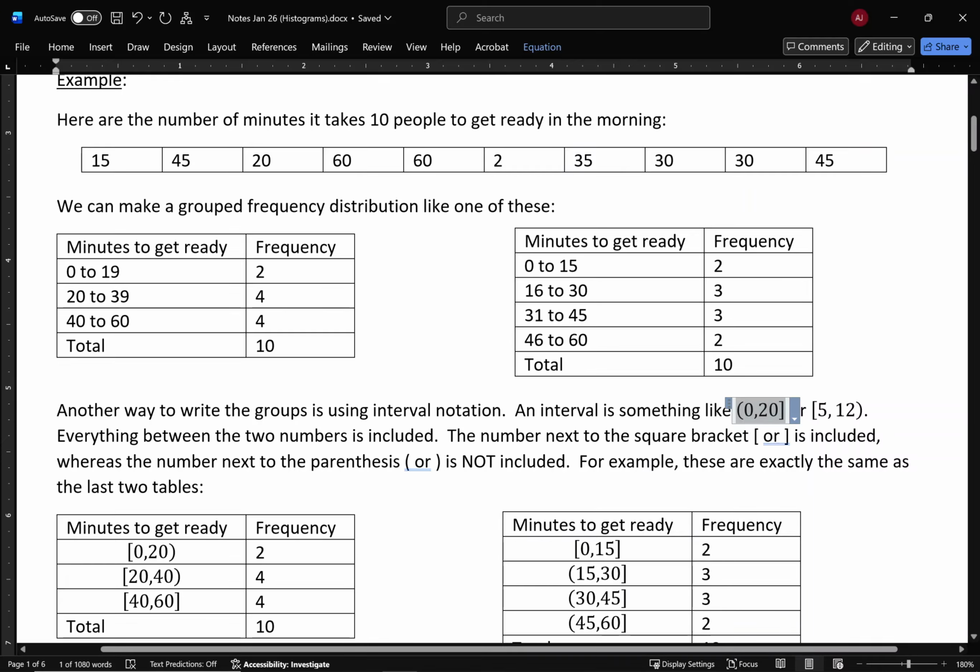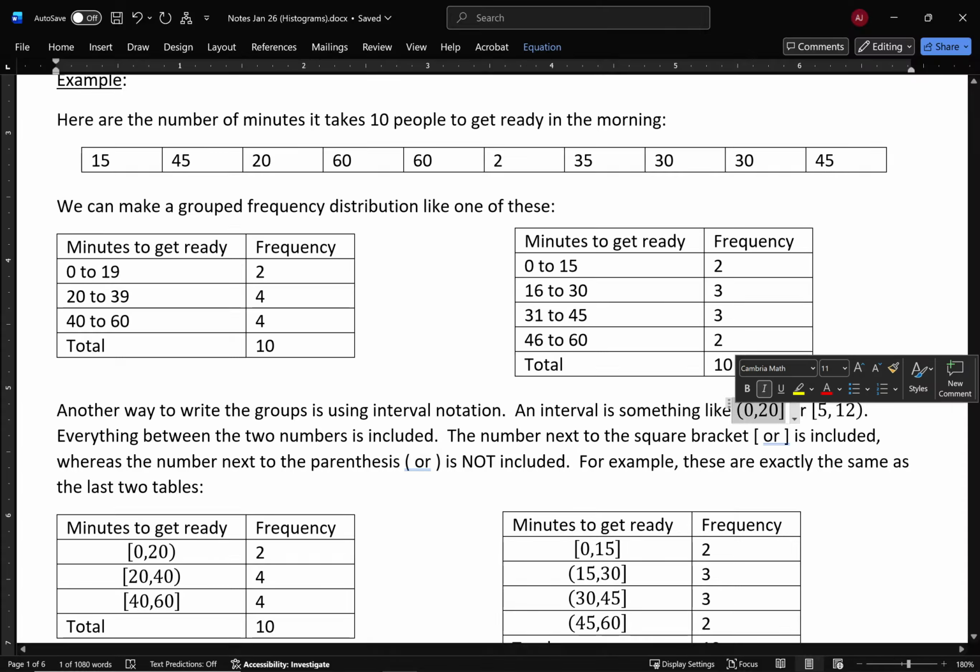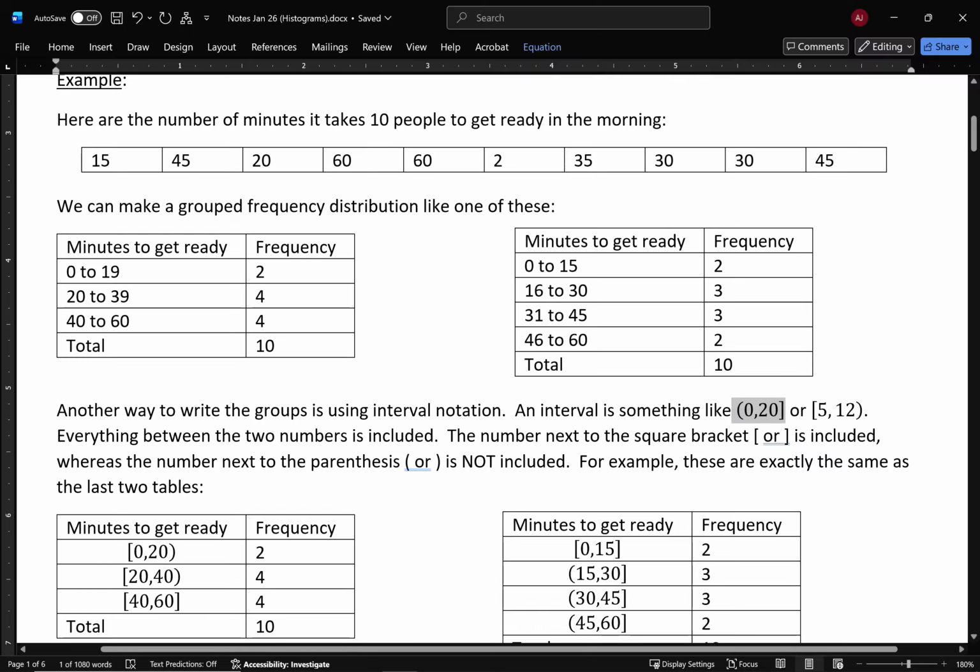And then if one of the ends has a square bracket like this, then we include the number that's next to that. But if one of the ends is a round parenthesis, we do not include the number next to that. Okay, so for example, if I look at this interval here, parenthesis 0, 20 bracket, that would include 20, but it would not include 0. So if somebody answered 0 on a survey question, we would not count them in that category.